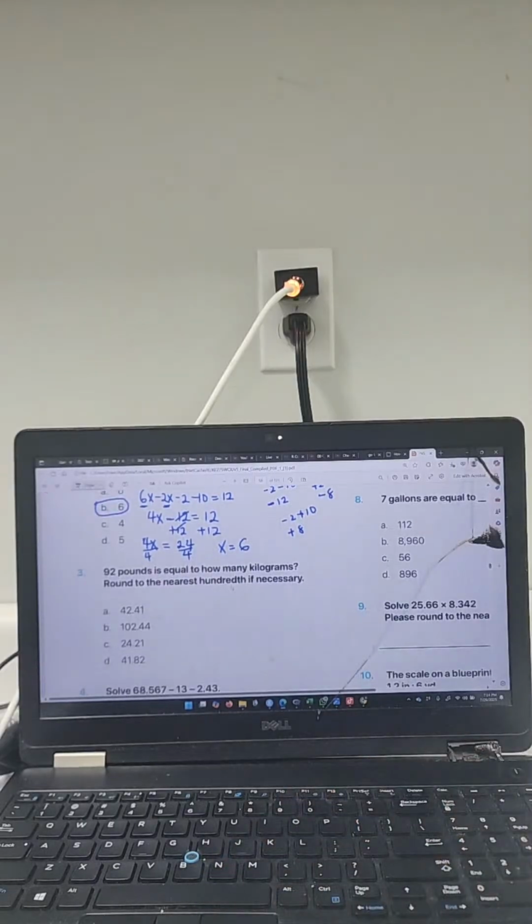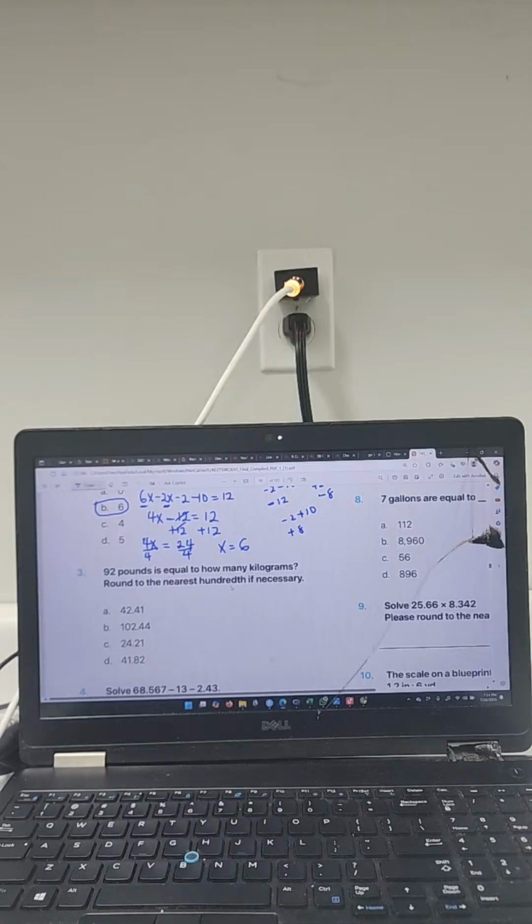Now we have question number 3. Question number 3 says, 92 pounds is equal to how many kilograms? Round to the nearest hundredth if necessary.